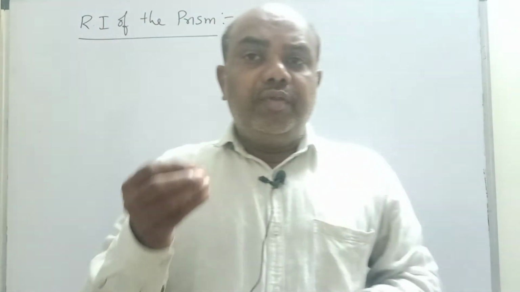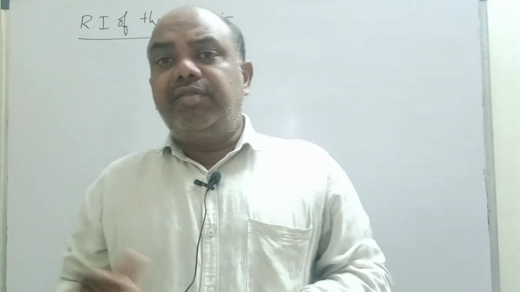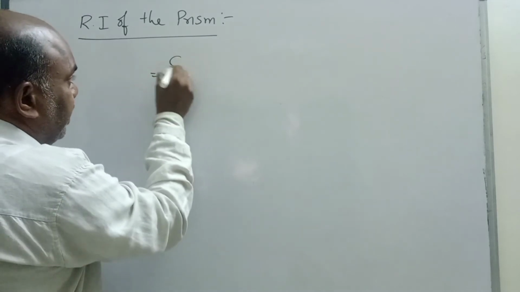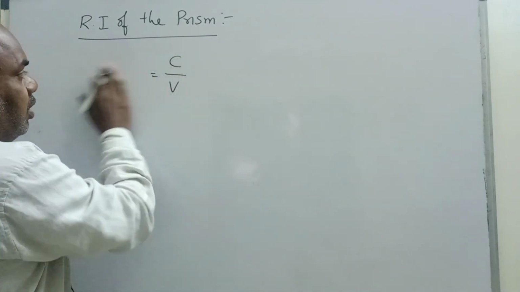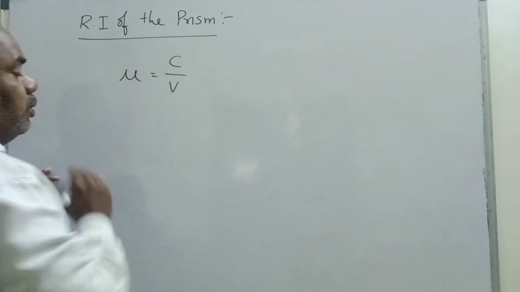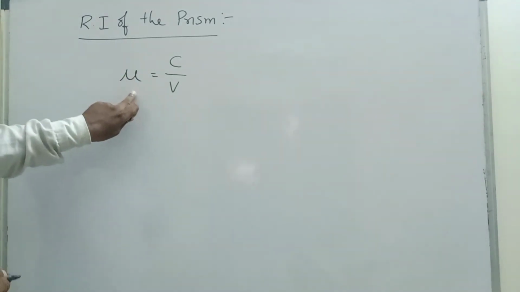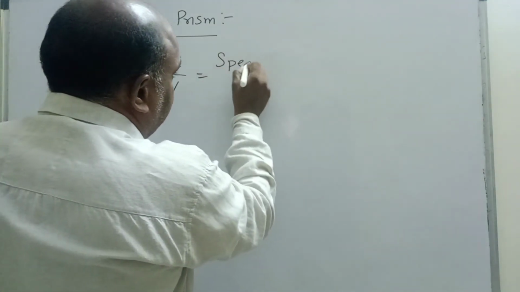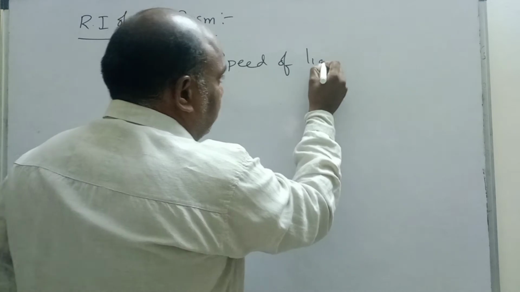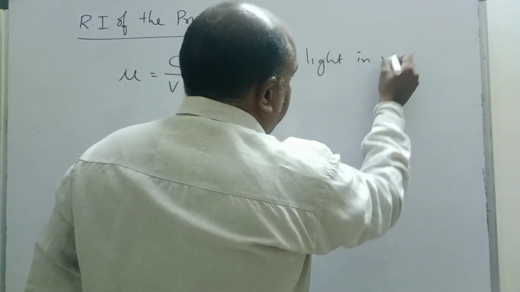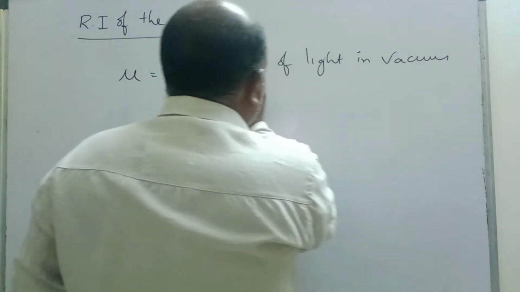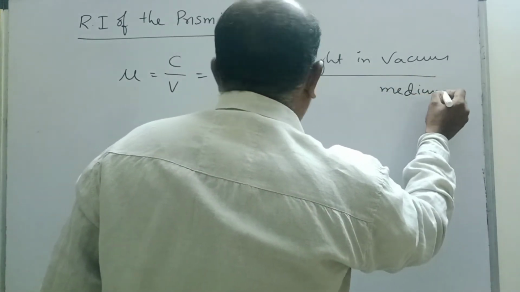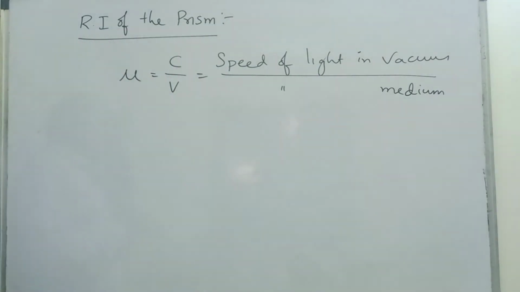This value we can easily calculate by using one simple formula. Refractive index is equal to c by v. Refractive index is denoted by mu. Refractive index is equal to c by v, where c is the speed of light in vacuum and v is the speed of light in the medium. This is the formula to find the refractive index.